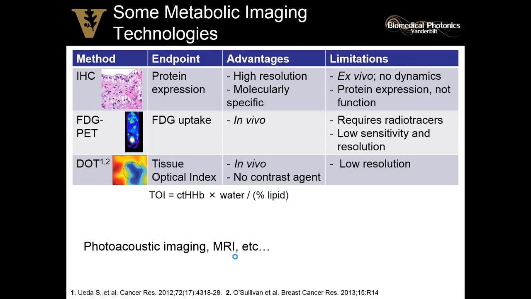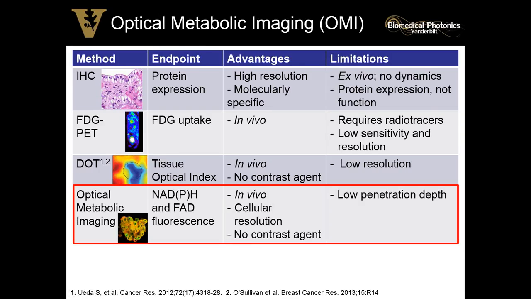But today I'm going to focus on optical metabolic imaging, which is a measurement of NADH and FAD fluorescence intensities and fluorescence lifetimes. These are metabolic cofactors that are already in the cell, so it doesn't require the use of contrast agents, and it provides a holistic measure of cellular metabolism. We've done this both in vivo and in ex vivo three-dimensional organoid cultures. It provides cellular resolution and does not require a contrast agent.